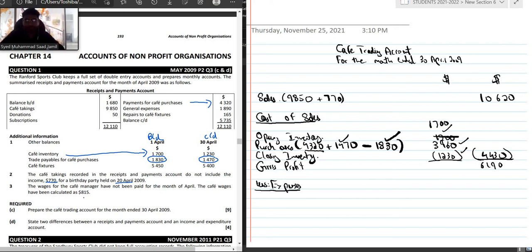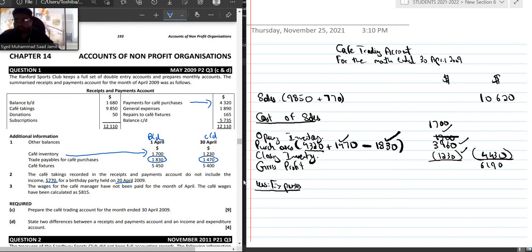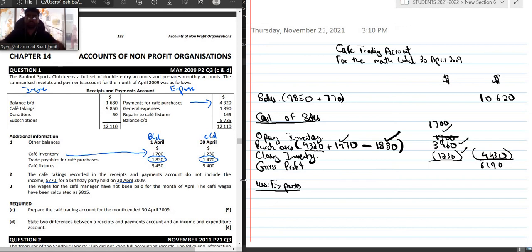So let's move on. Let's talk about expenses. On the debit side, basically you have your incomes, right? On the credit, you have your expenses. We are making the trading account, not the income and expenditure account. Do note, this is the whole club. In that club, you have a shop. We are making the account for the shop. That's why we are not taking donations or subscriptions. We are just talking about the cafe.